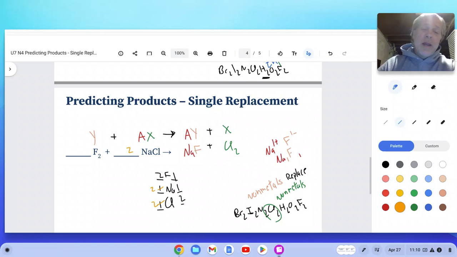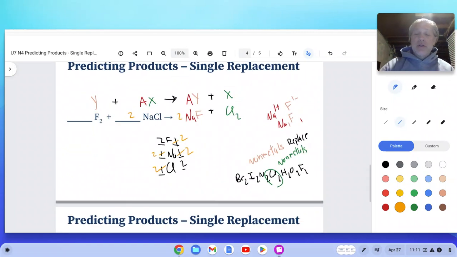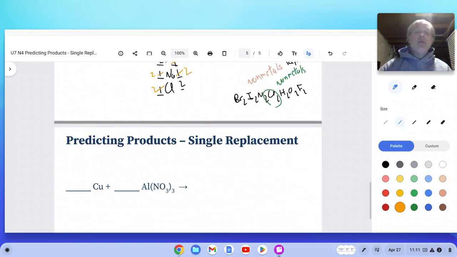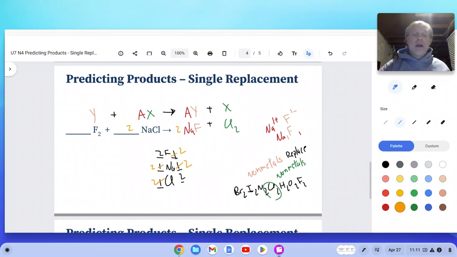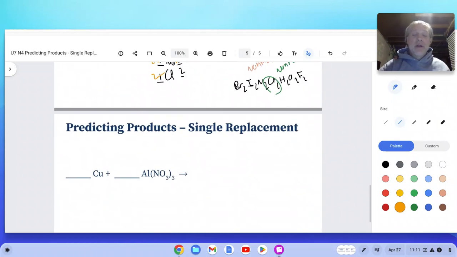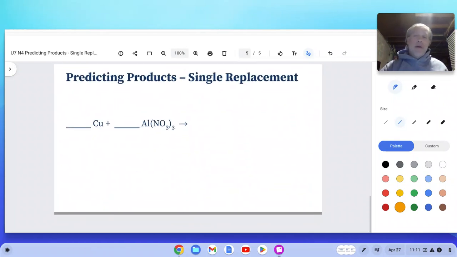So my Nas and my Cls are balanced, my Nas and my Fs are not. I'm going to add a coefficient of 2 here, which will give me 2 Fs and 2 Nas, and then this reaction is balanced. So those are two of the 3 different types of single replacement reactions. And now we're just going to do one final one, just as a quick practice.